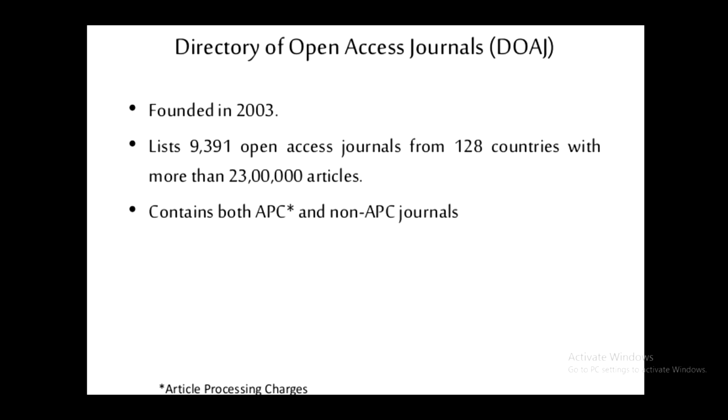Next one is the DOAJ, Directory of Open Access Journals. It was founded in 2003. It lists 9,391 open access journals from 128 countries, with more than 23 lakh articles. It contains both APC and non-APC journals. APC means article processing charge. If you want to publish an article, it might cost some charge. That is called an article processing charge. Sometimes journals have APCs and sometimes they don't.